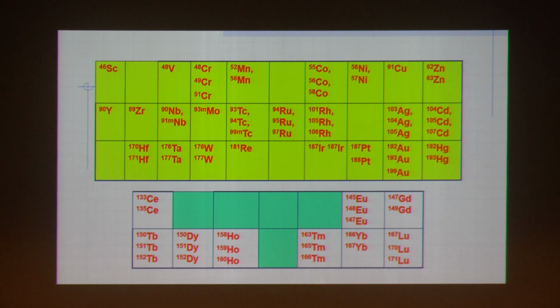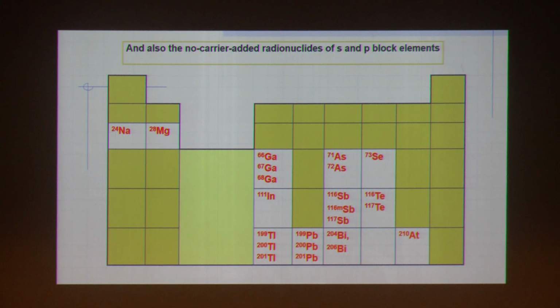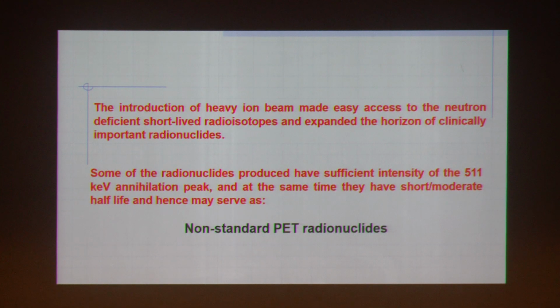Now, if they had their own periodic table, then I think it might have looked like this, where several of the radioisotopes have been produced by heavy ion accelerators. And of course, there are some radiolanthanides and also some s and p block elements. The introduction of heavy ion beams made it rather easy to access the neutron-deficient short-lived radioisotopes and expand the horizon of clinically important radioisotopes.